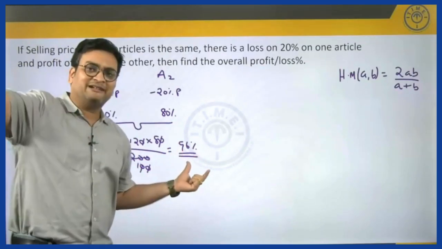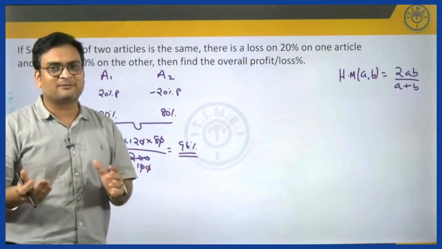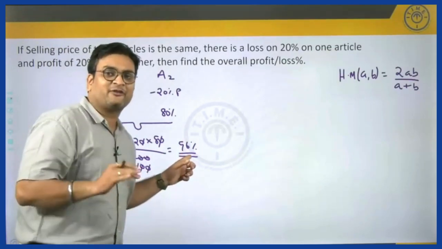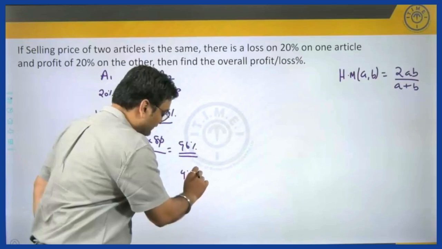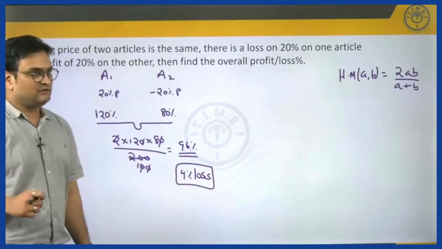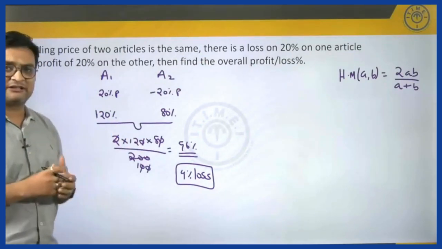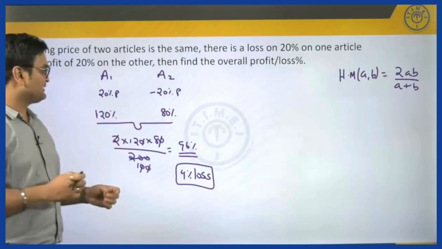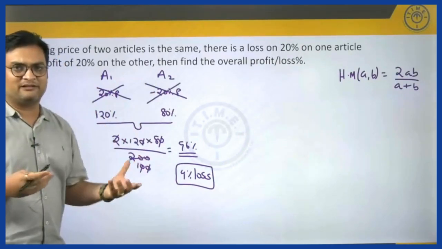If it is more than 100, my answer will be in profit. And how do I calculate the loss or profit? Simple. Look at its difference from 100. How much less? 4 less. So my answer is 4% loss. So the harmonic mean can be applied this way. This is the third way. This can be used in all kinds of questions, it's not necessary that they should be equal.